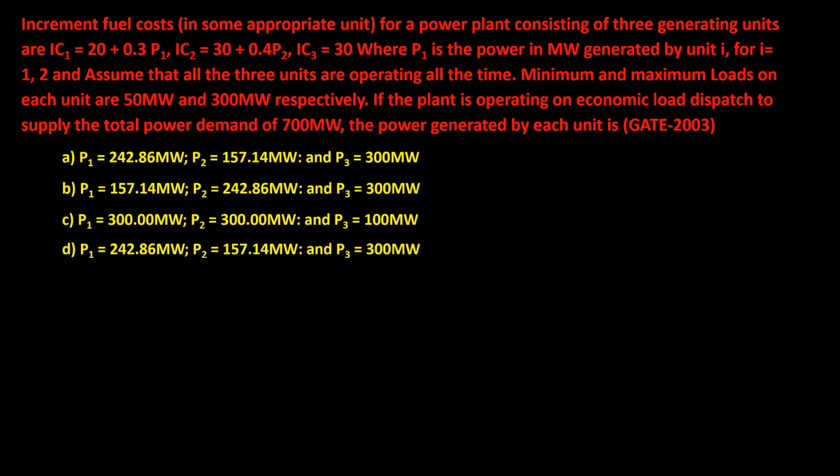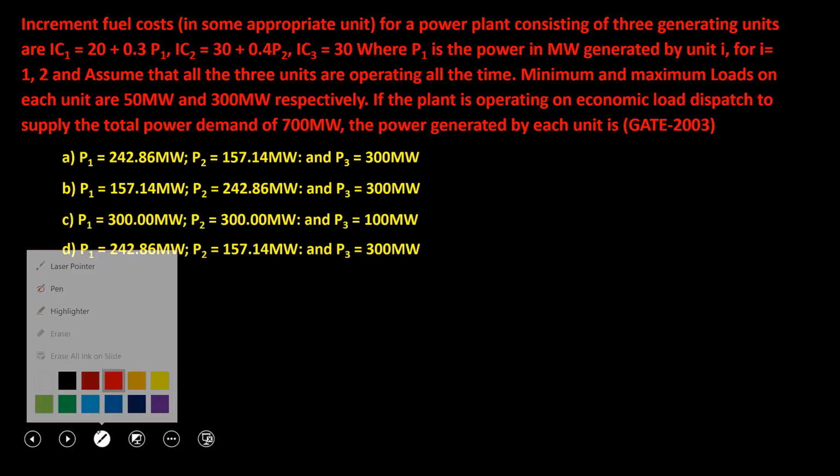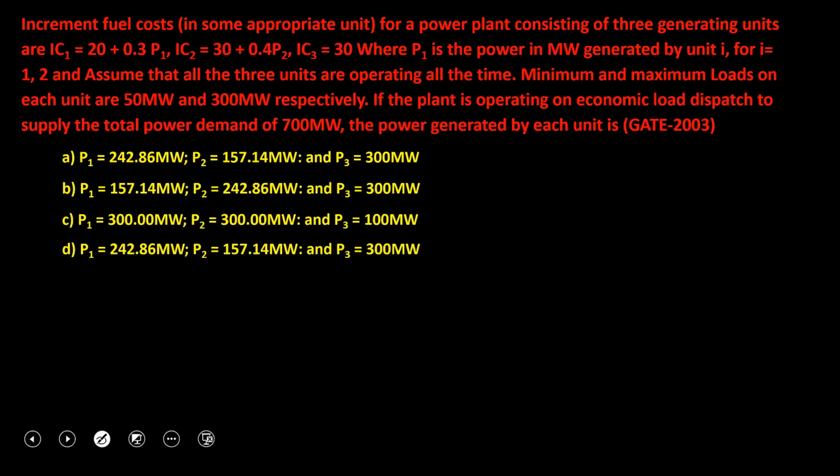So if you carefully observe, the incremental cost of the third generating unit is constant. It is 30 rupees. It is not dependent upon the generation. In this case, what we can do is that, what is the minimum generation for both the units?